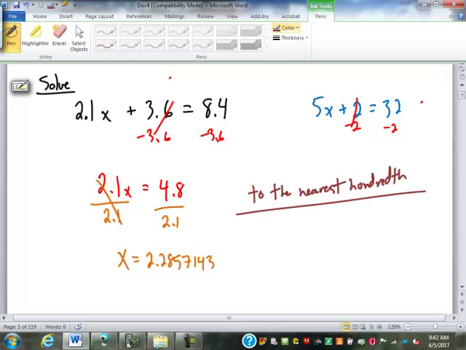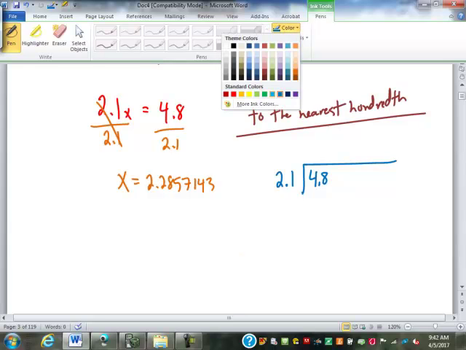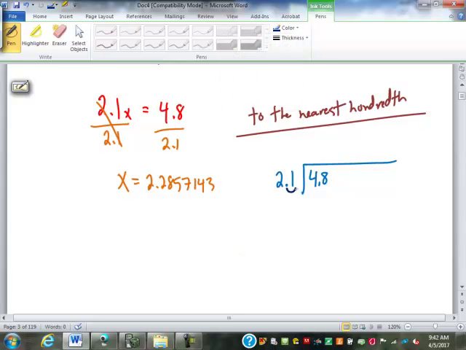And you want to divide that out by hand. So this is 4.8 divided by 2.1. First thing we have to do, get rid of the decimal point in our divisor. So we're going to have to move it over one spot here. So this becomes 48 divided by 21.